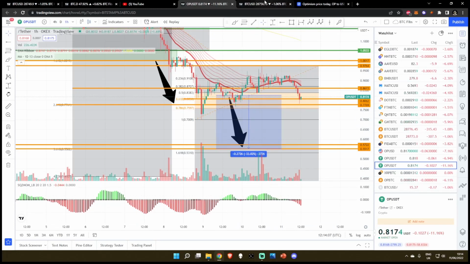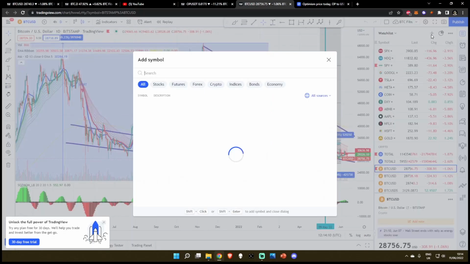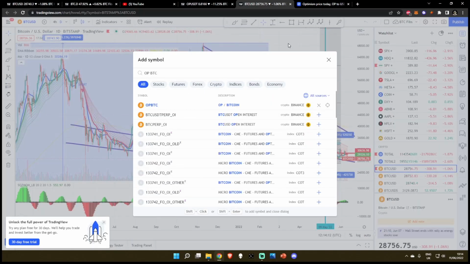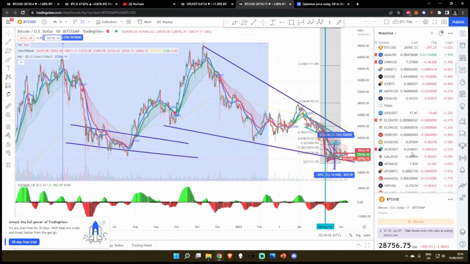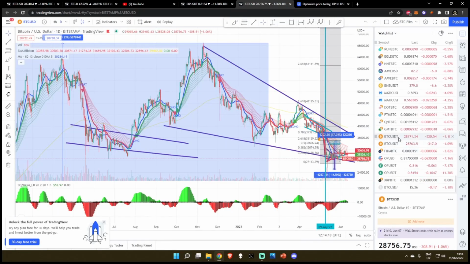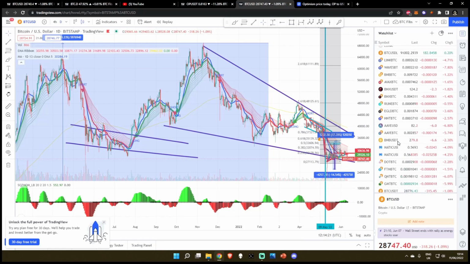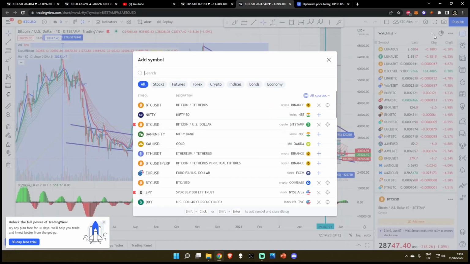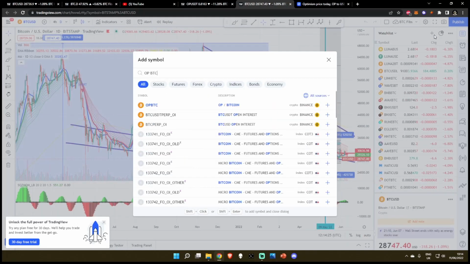Now, before we do head over to the Bitcoin pair, the last time I checked this out, OP-BTC, I believe Binance was the only pair that had this, and it was a pretty broken pair, if I do remember. So if we find OP, let me delete it and get it back. OP-BTC.